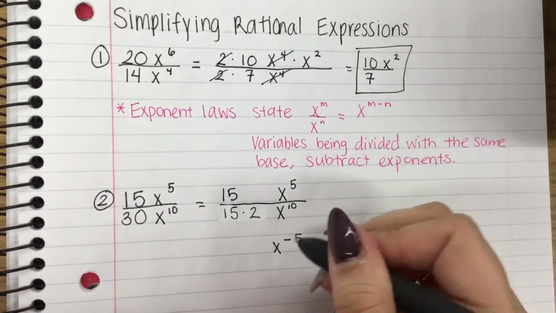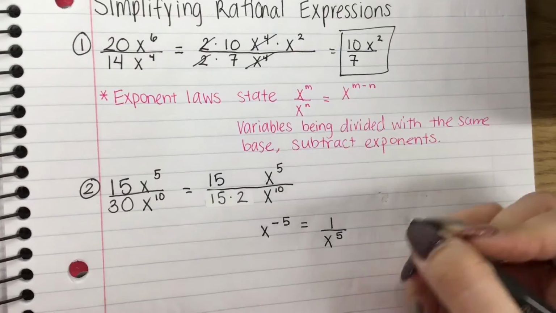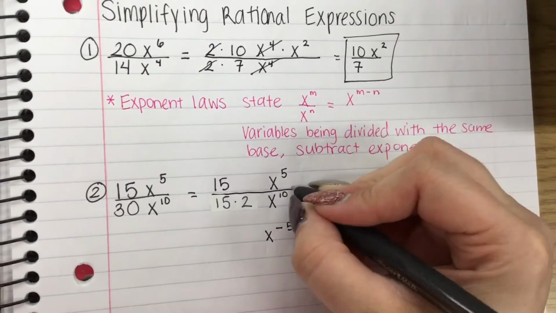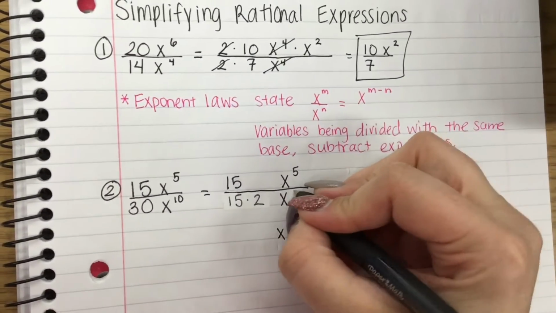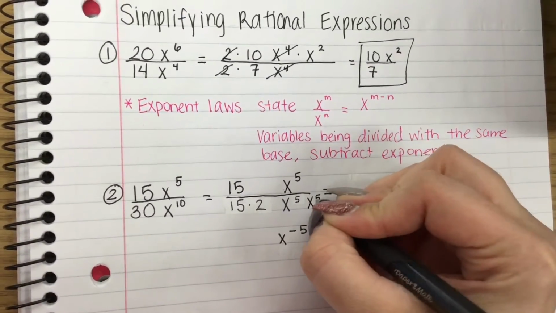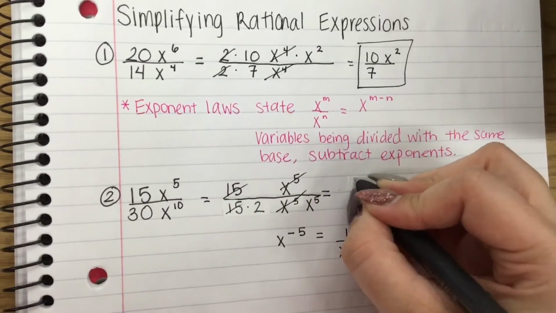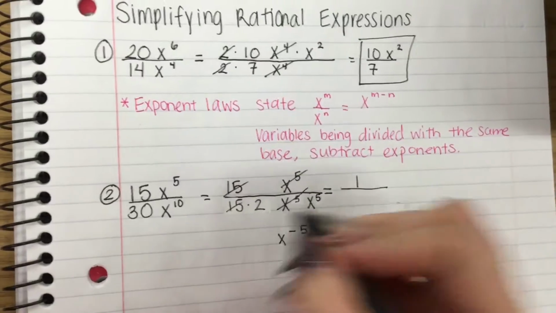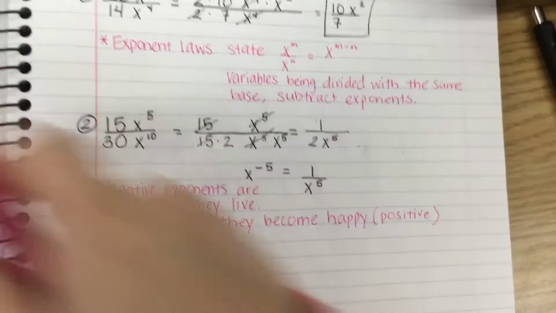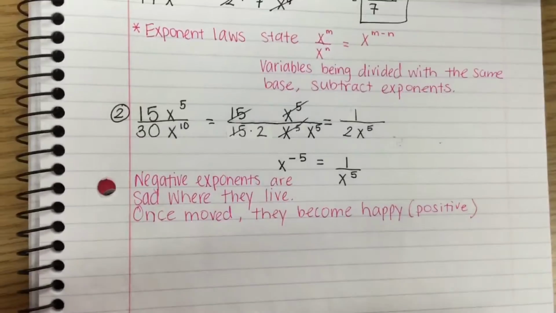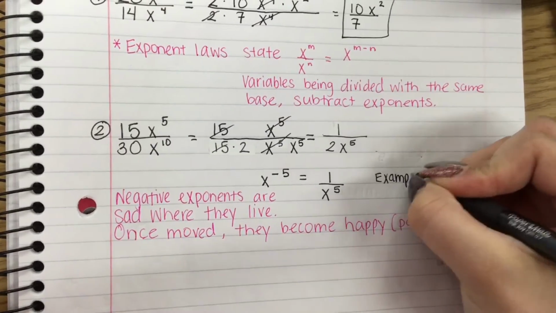So let's talk about what happens here. So a negative exponent is very sad where it lives. It can only live in the numerator or the denominator. So once you change its location, it's not sad anymore, it's positive. So here I just changed that x to the 10th into x to the 5th times x to the 5th. So you can see that my answer here would have that x to the 5th down in the denominator. And that's because when you do 5 minus 10, you get a negative exponent. So it needs to live in the denominator.